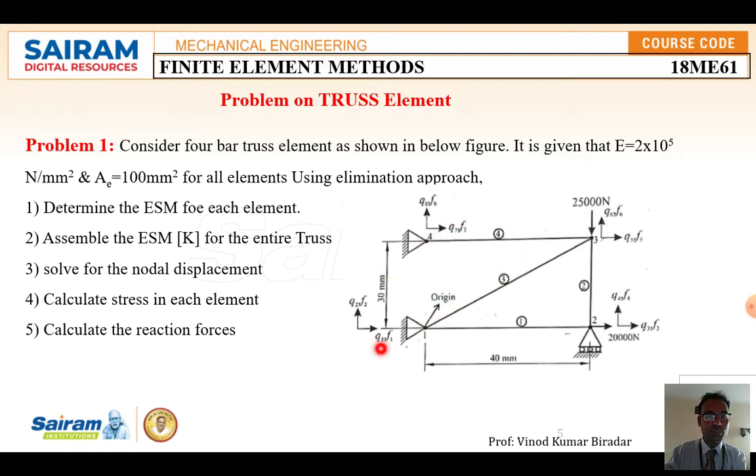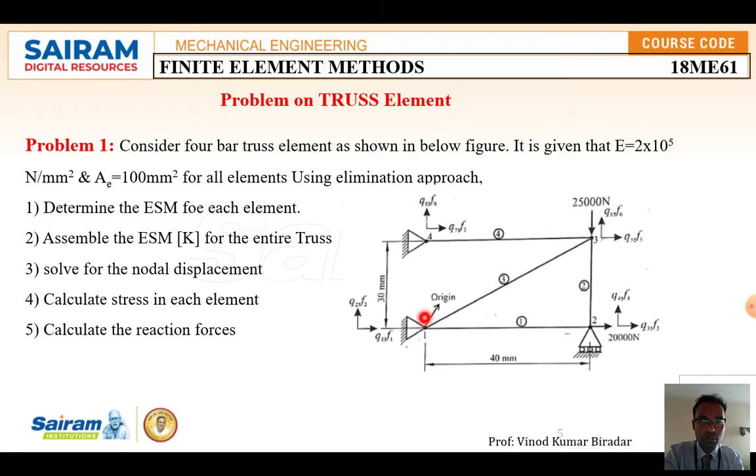Observe which nodes are fixed, which are roller supports, and how many degrees of freedom are present. Here there are 4 nodes, 1, 2, 3, 4. How many elements are there? This is the first element, this is the second, this is the third, and this is the fourth. As I already told you, in a truss element each node has 2 degrees of freedom, since it belongs to the 2D element.